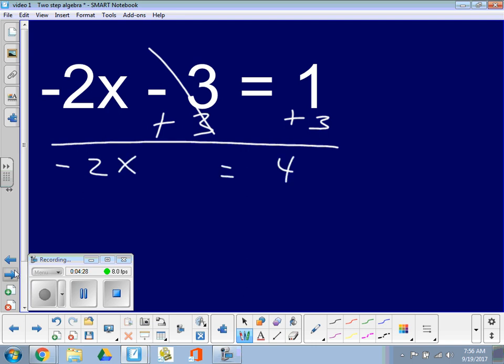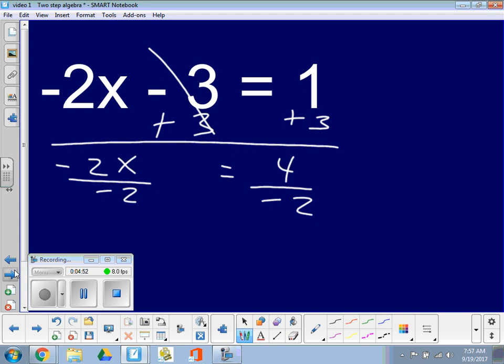Now, as you look at this, it's really negative 2 times x. Negative 2 times a number. Well, the opposite of multiply by negative 2 is divide by negative 2. If I do it to one side, I do it to the other side to keep it balanced. Negative 2 divided by negative 2. Well, you might need to go back and review your rules for integers, but a negative divided by a negative, whenever the signs are the same, you get a positive answer.